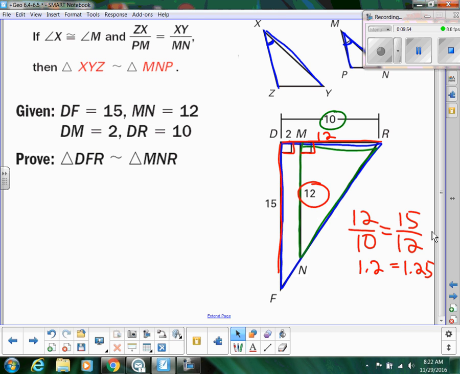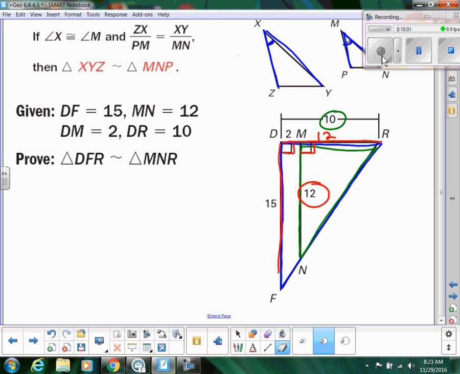Back up. I misread the diagram. So this is not 10 here, the whole thing is 10. So that's why I was confused. Otherwise, we were getting that they were not proportional, and then they would not be similar. So that whole side is 10. Okay, there we go. Which would mean that just the small part is, if this is 2, then this would have to be 8.